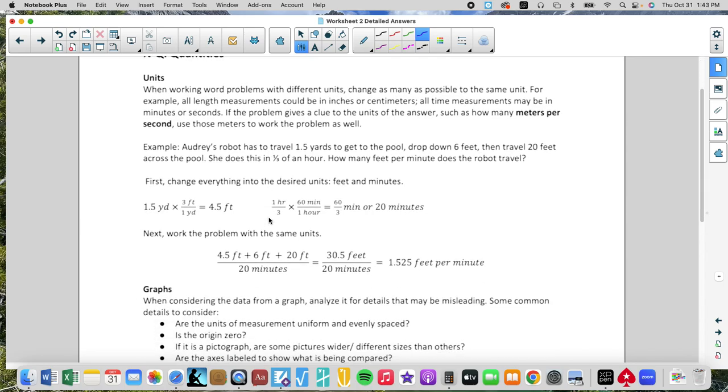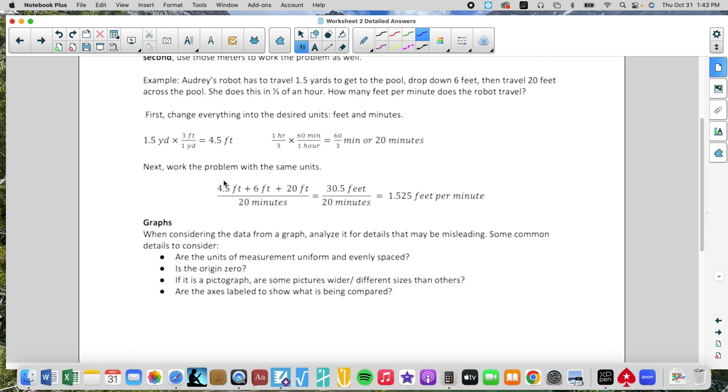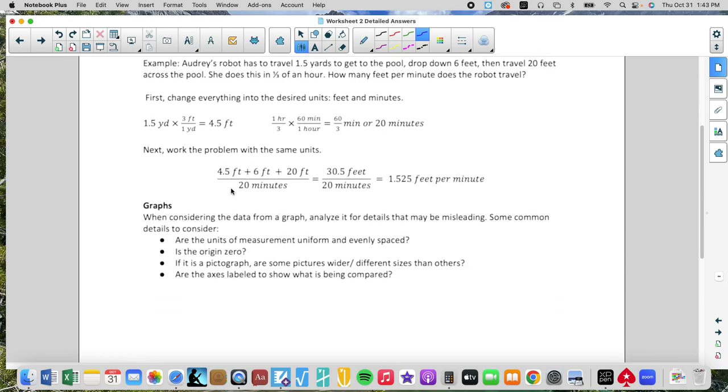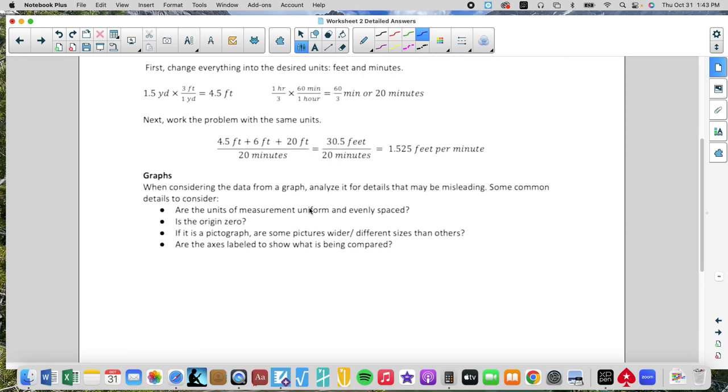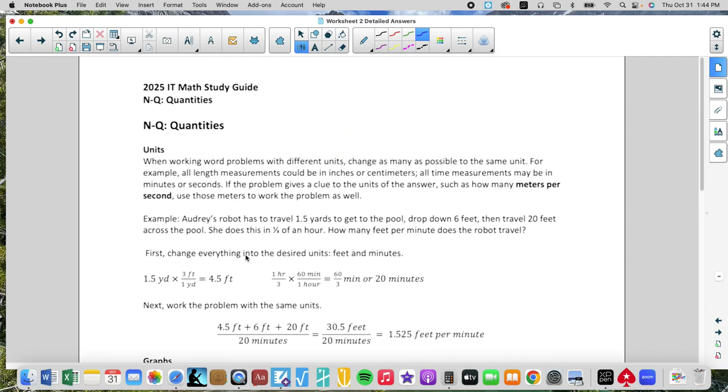Here's our conversion boxes. This is equal to 1. This is equal to 1. And that's how we convert in there. The work problems, yeah, those are interesting. Those are fun. And graphs, are units measured? Is the origin 0? Is it a pictogram? Are the axes labeled? Yeah, these are important things to take note of. Good luck. Tell me where I made my mistake on 4.